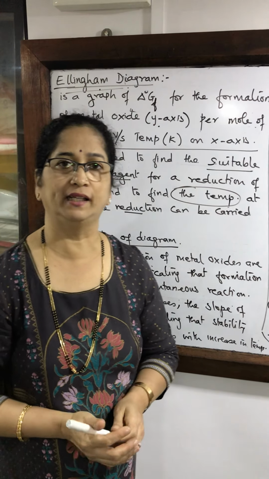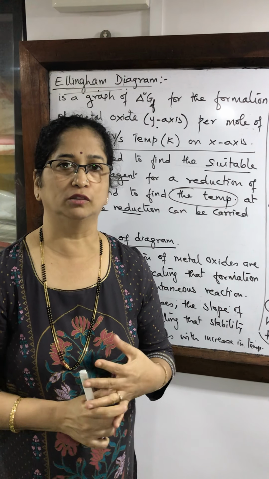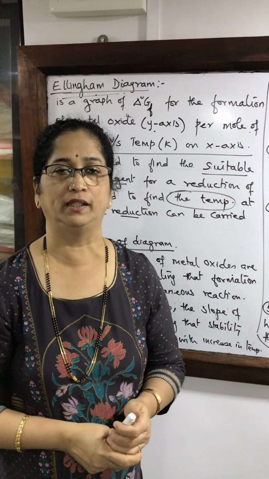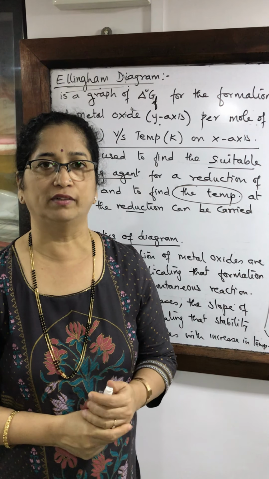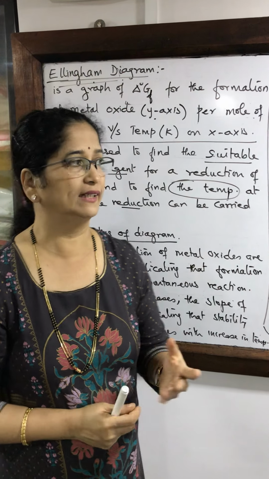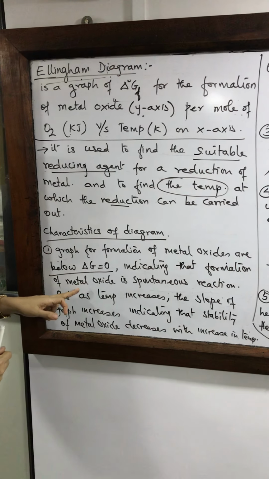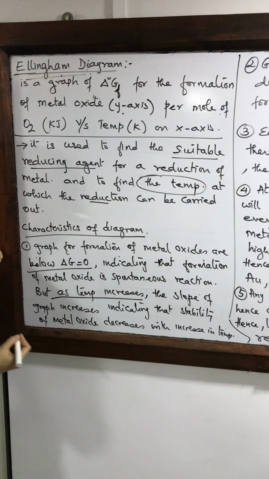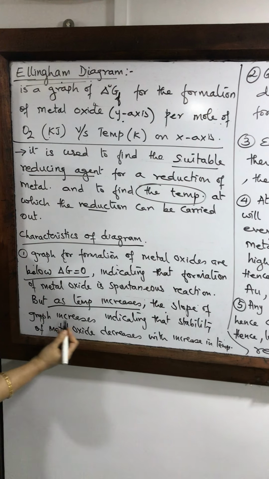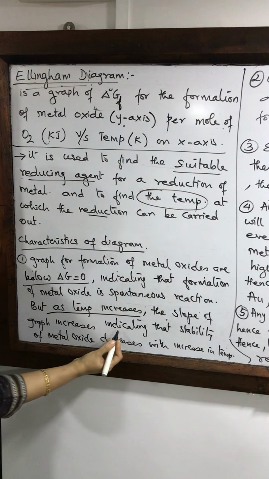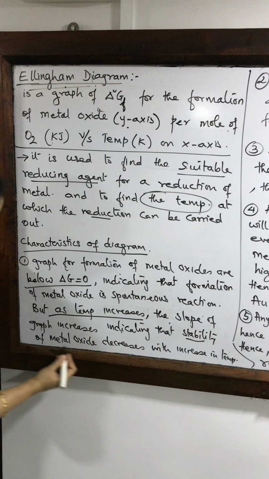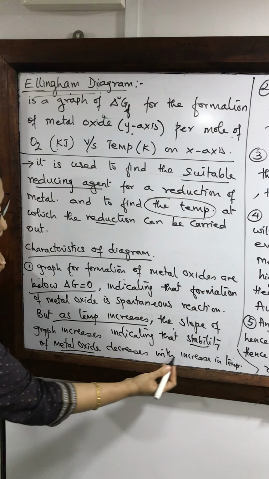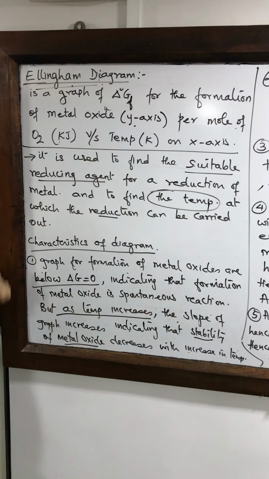That means highly reactive metals like magnesium, aluminium will combine readily with atmospheric oxygen and get converted to their oxides. But as the temperature increases, we have seen in the graph just now that the slope of the graph increases, indicating that the stability of the metal oxide decreases with increase in temperature.